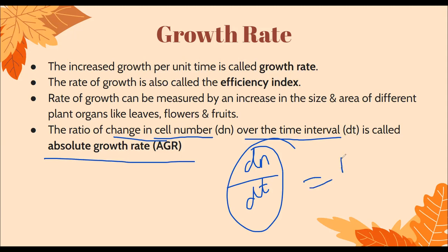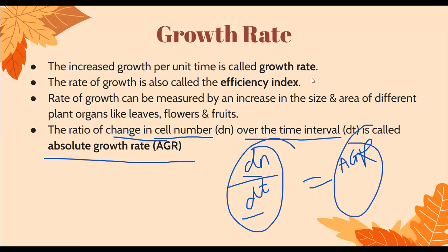This will give you how much growth has happened. Okay, the absolute growth rate is the ratio of change in the cell number, denoted by Dn, to the time interval, how much time you are considering. That will give you the absolute growth rate.